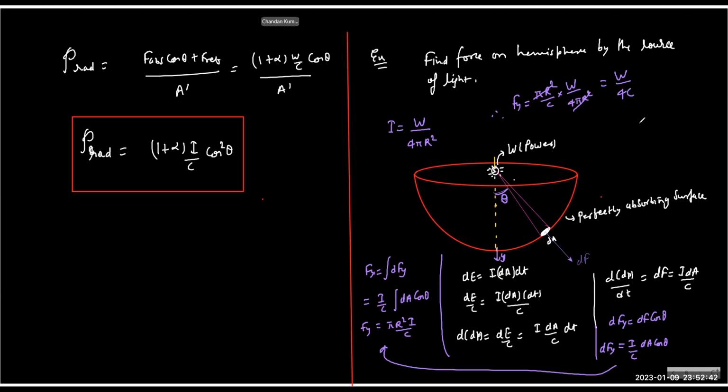If it is perfectly absorbing, the answer is W by 4C. If it is perfectly reflecting, then the answer should be double, W by 2C, right? Because the incidence is normal, it is perpendicular, isn't it? So this is perfectly absorbing, and you can do it for the perfectly reflecting as well. So the question can be asked this particular way: pi r square I by C or W by 4C and whatever.